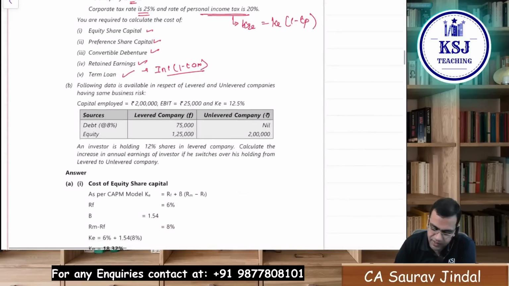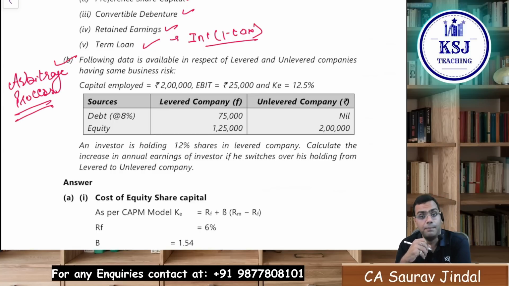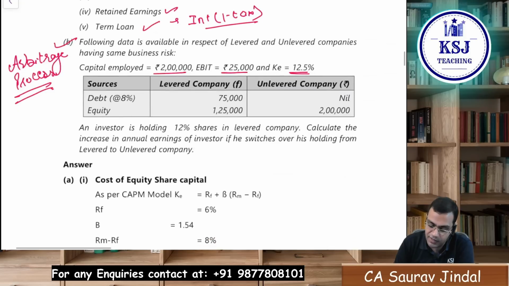Second, A part we are done with. B part is on what? B part is on arbitrage process. This is the same question that we have done in the module, illustration number 6 and 7. Right. Capital employed is given, EBIT is given, KE is given 12.5%, then levered company 75,000 debt, 1,25,000 equity, unlevered company nil debt, 2 lakh of equity.